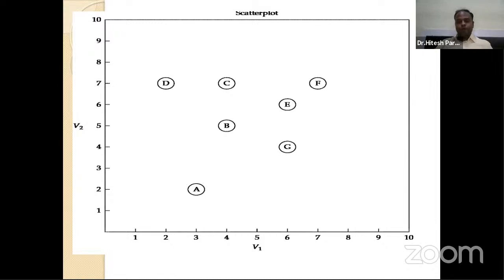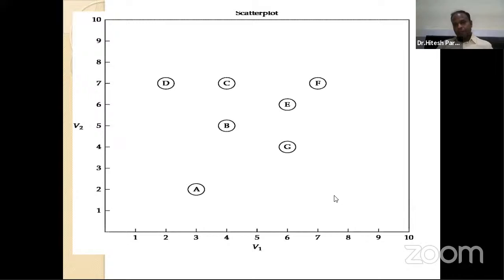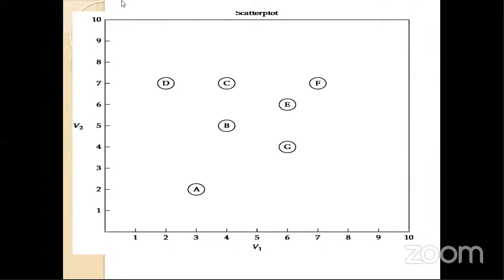Say for example, for respondent A, the score of V1 is 3 and the score of V2 is 2. So 3 and 2 is the score of A. In this way, this scatter plot matrix is being presented. Is it clear, everybody? Yes, sir. Okay.